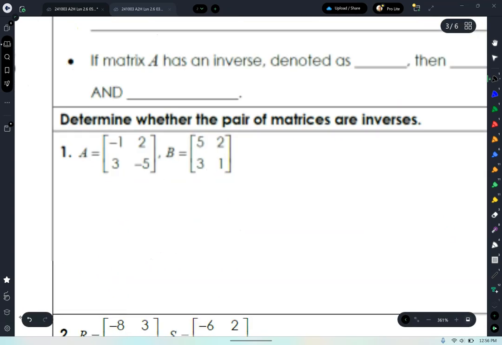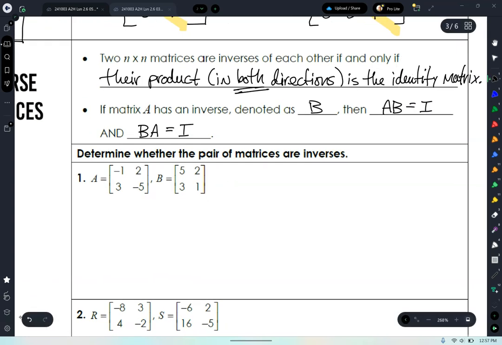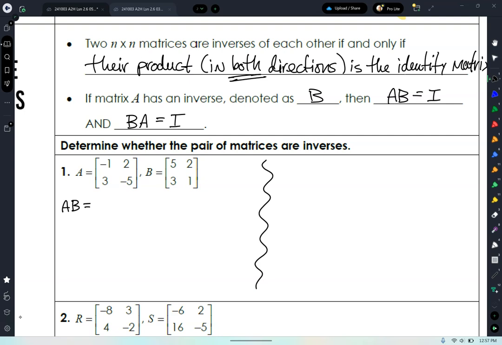All right. Are A and B inverses of each other? Well, we can multiply them, right? You can. They're 2 by 2s, and we're going to have 2 by 2 results. So let's split up the work so that we can make sure to get through this. Partner up, and one of you, I want you to do AB over here, and one of you, I want you to do BA over here. Let's see what you come up with for AB and BA. Ready? Go.